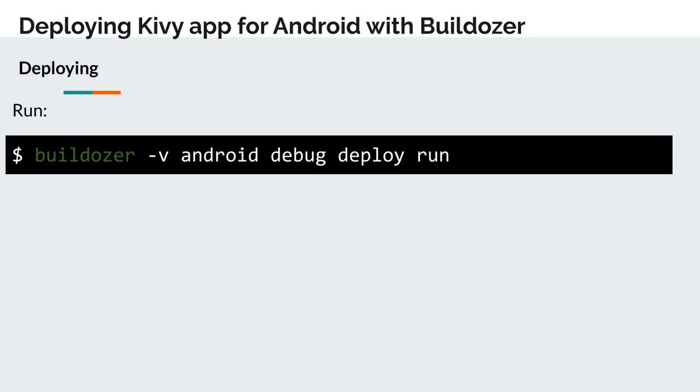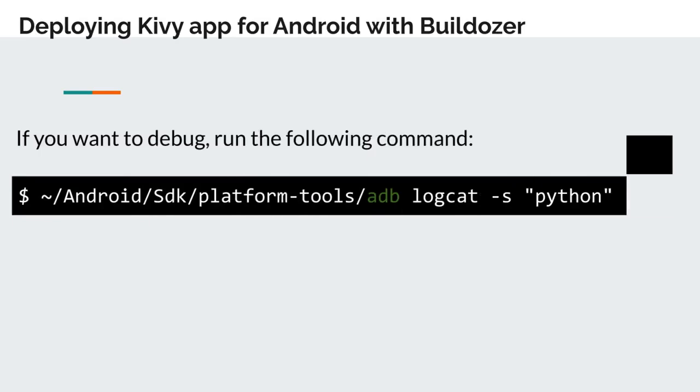After the settings we are ready to build and deploy. Run this command below. buildozer -v android debug deploy run. If you want to debug, run the following command as shown.